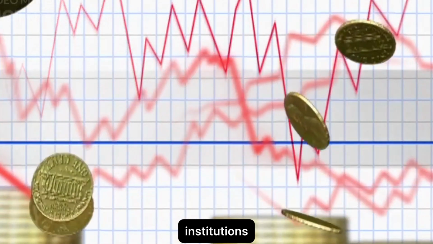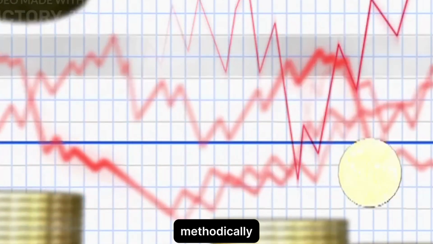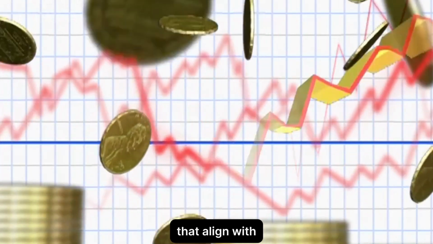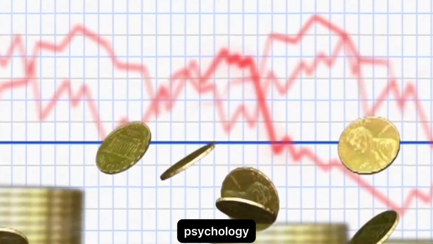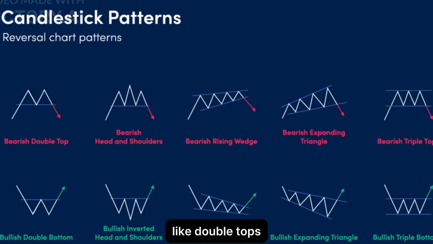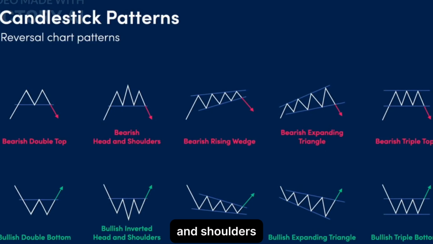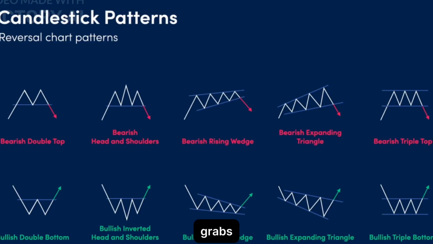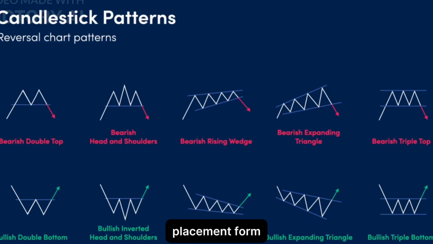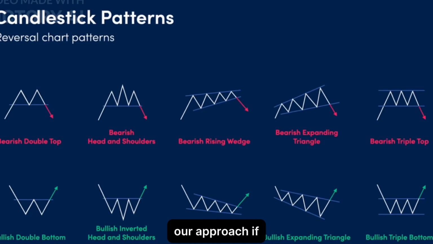This is how institutions approach gold trading, methodically, with tools and techniques that align with the market's psychology. Patterns like double tops, flags, and head and shoulders, combined with strategies like liquidity grabs and disciplined stop-loss placement, form the backbone of our approach.